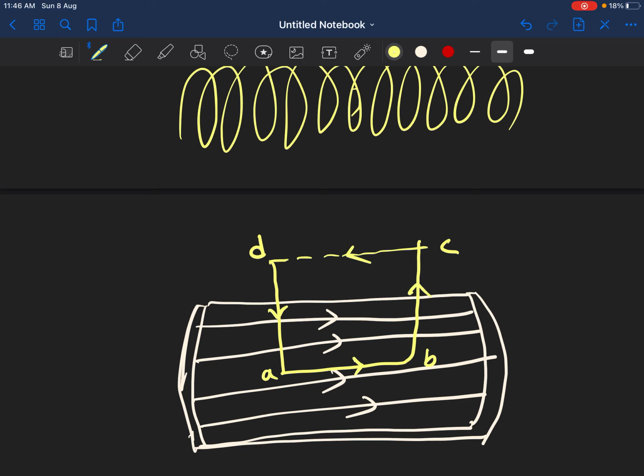First of all, you see the magnetic field is going along this direction, and this is the solenoid. The current is going like this. This is the direction of the current. So you have to write some lines.